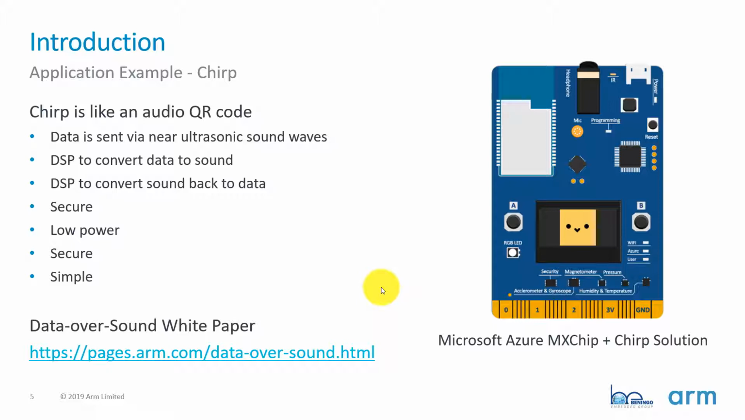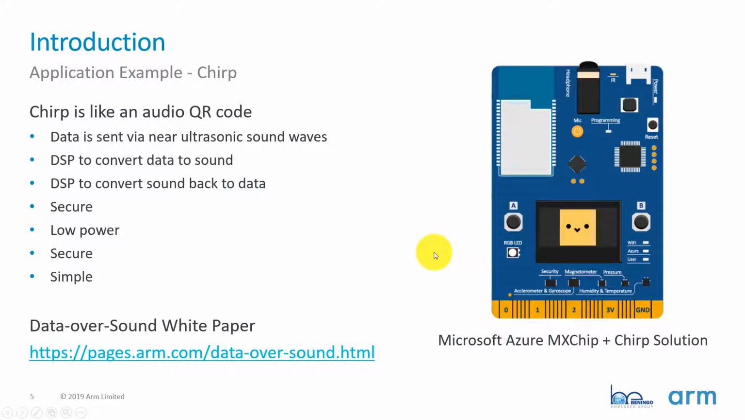At ARM TechCon, I came across a really interesting example from a company named Chirp. Basically, Chirp is kind of like an audio QR code. They're using sound waves to allow you to transmit data, and that data is being sent over near ultrasonic sound waves. You can see here on this slide, there's an example of a card that they developed with Microsoft, this Microsoft Azure MX chip that includes the Chirp solution on board.